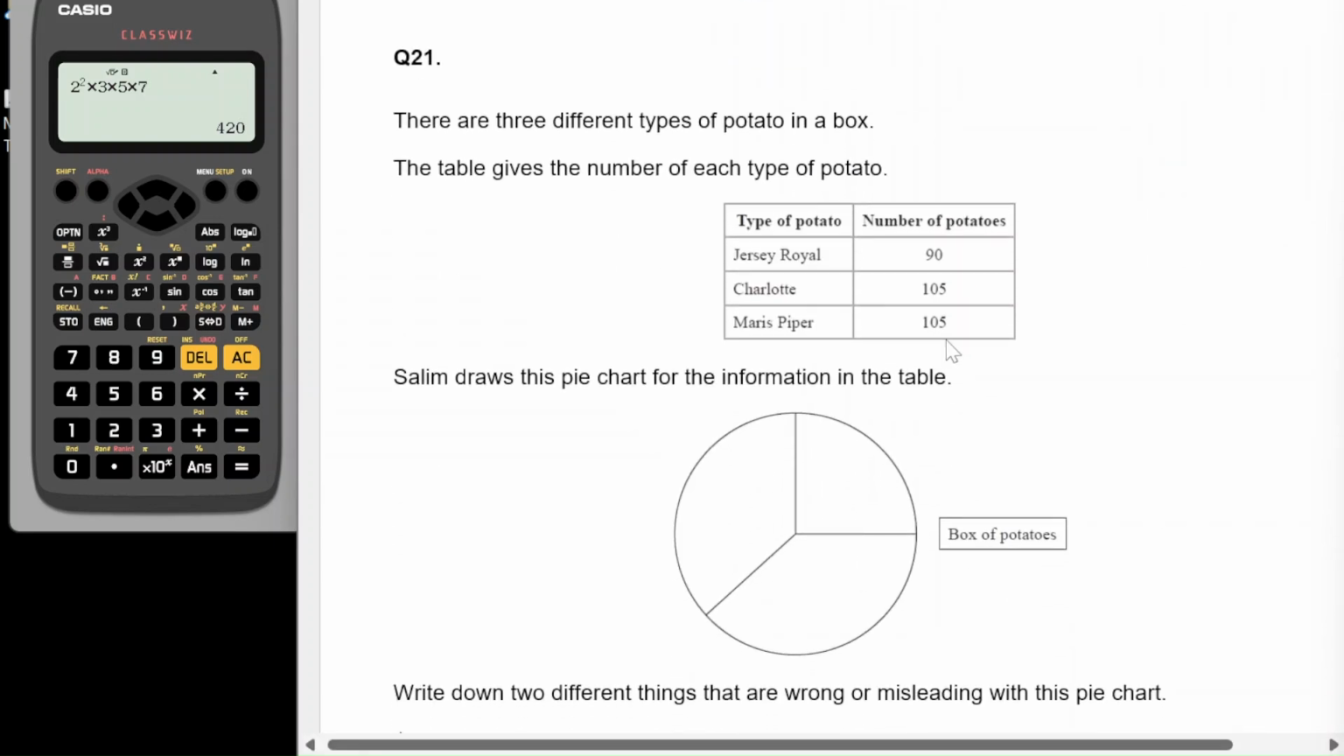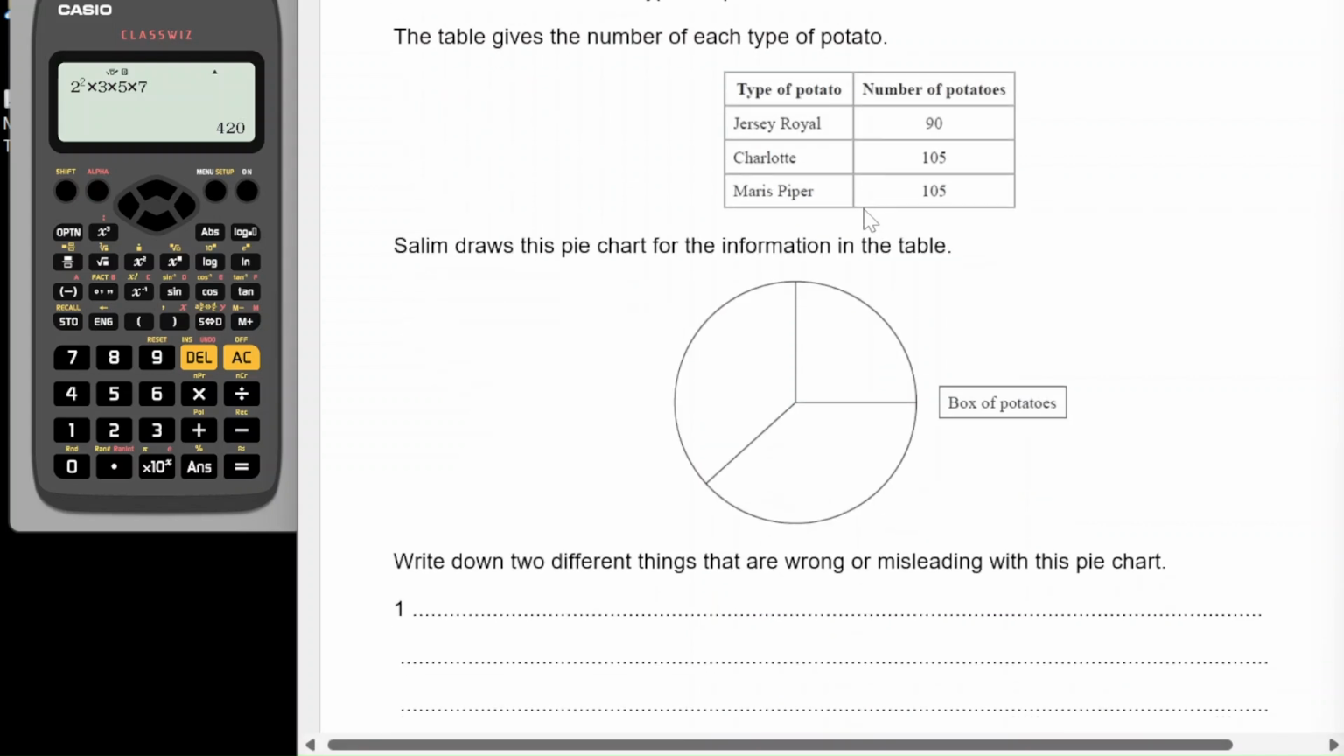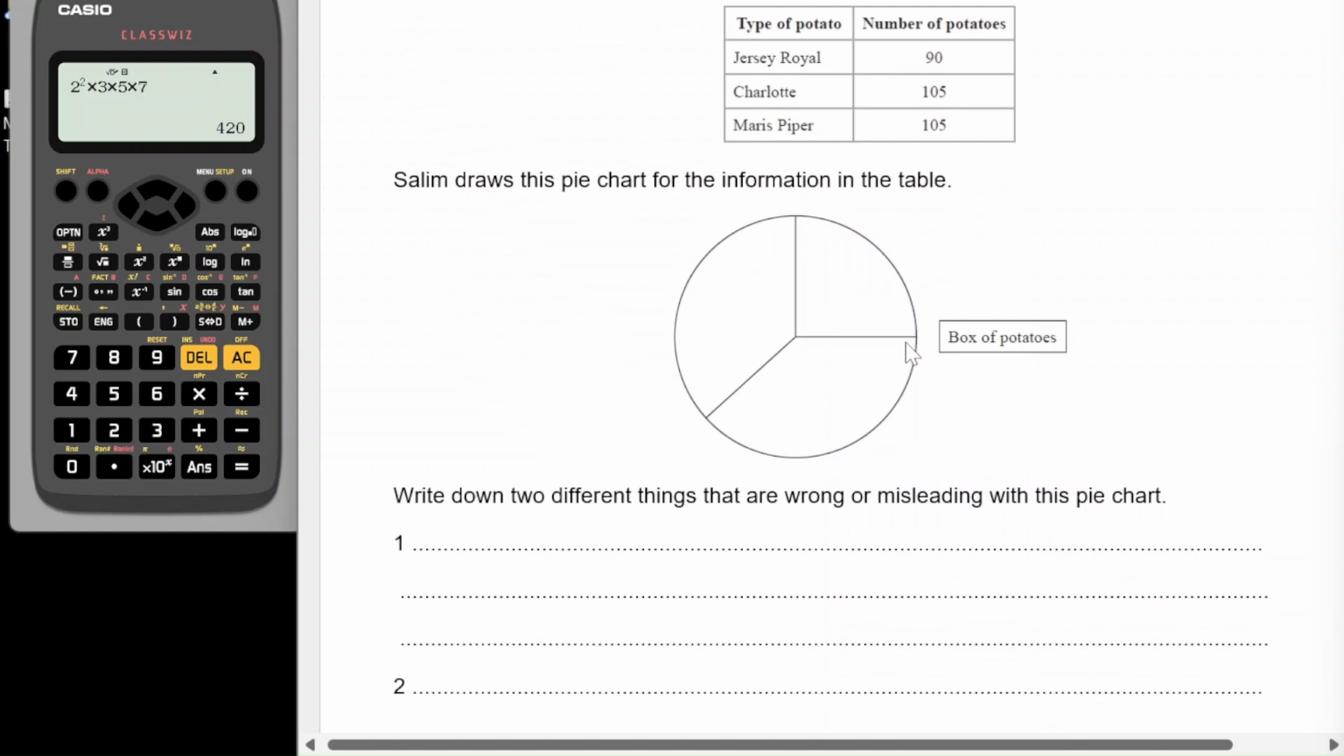Question 21. There are three different types of potato in a box. The table gives the number of each type of potato. So there we go. Salim draws a pie chart for this information in the table. Write down two things that are wrong or misleading with the pie chart. Firstly, sections are not labelled.